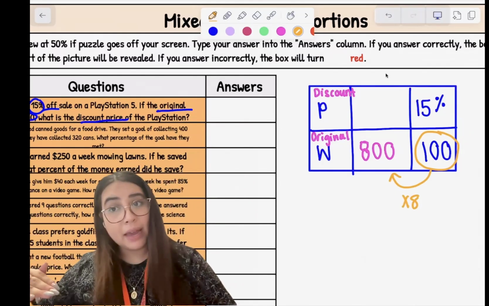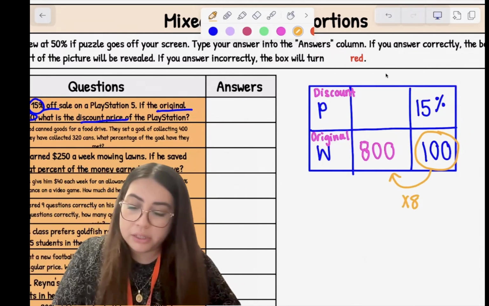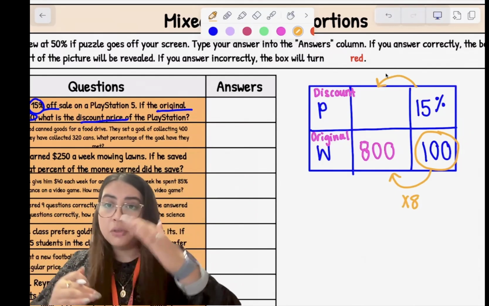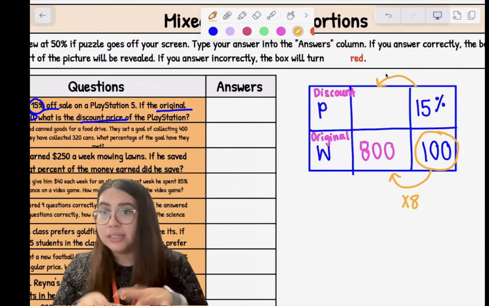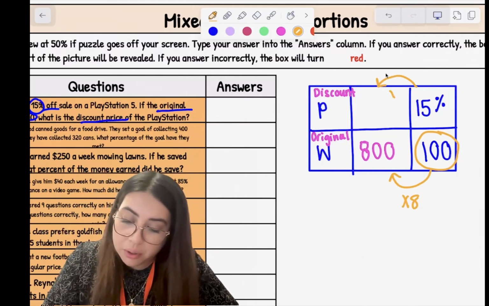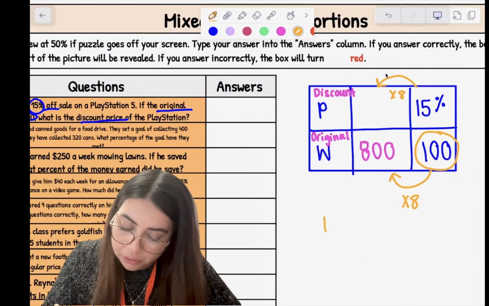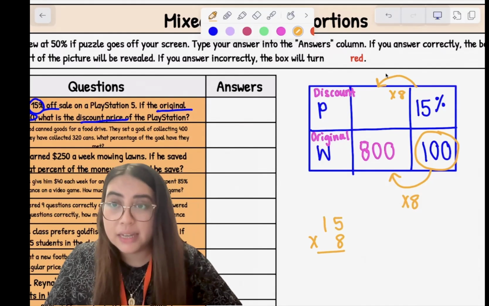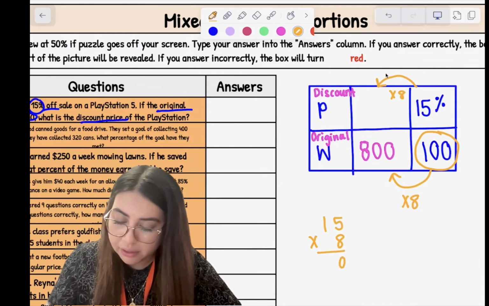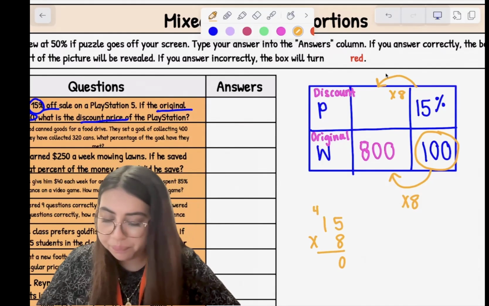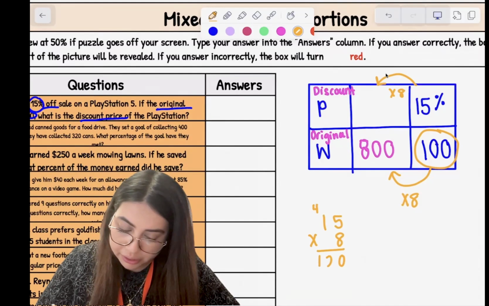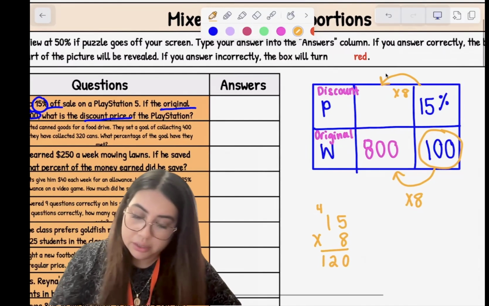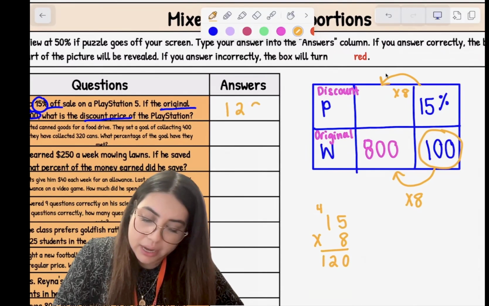So if I multiply by 8 on the bottom, I also have to multiply by 8 on the top. Remember, what you do to the top, you do to the bottom. The arrows have to match. If my arrow is going another way, it's not the same relationship. So I'm also going to multiply by 8 on top. 15 times 8: 8 times 5 is 40, carry the 4. 8 times 1 is 8, but I add 4, so 120. So I have 120 as my answer.